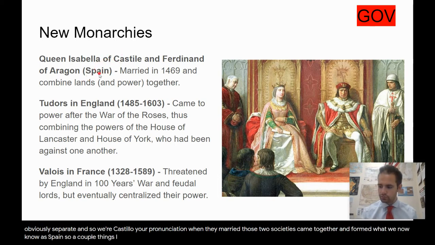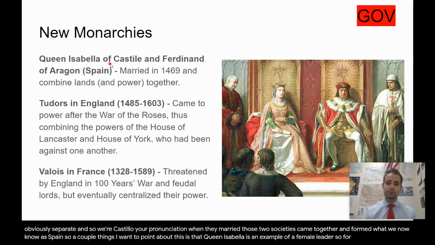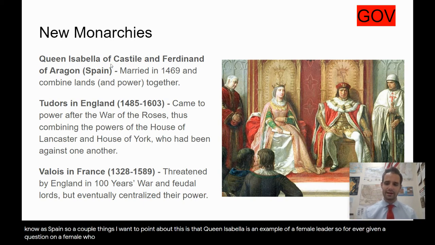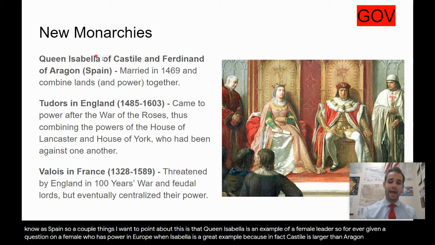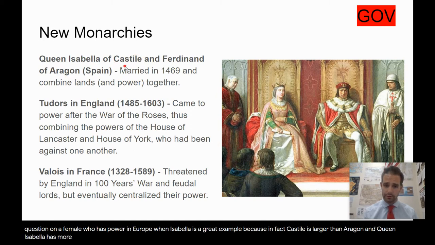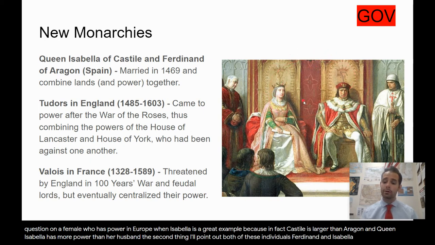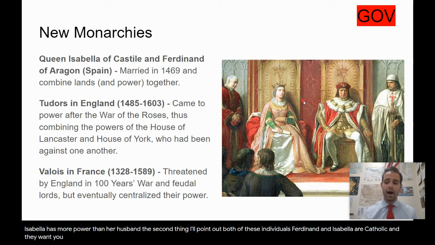A couple things I want to point out about this is that Queen Isabella is an example of a female leader. So if we're ever given a question on a female who has power in Europe, Queen Isabella is a great example because in fact Castile is larger than Aragon and Queen Isabella has more power than her husband. The second thing I'll point out just a little bit later in more detail is that both of these individuals, Ferdinand and Isabella, are Catholic, and they want to drive out anyone who is not Catholic.